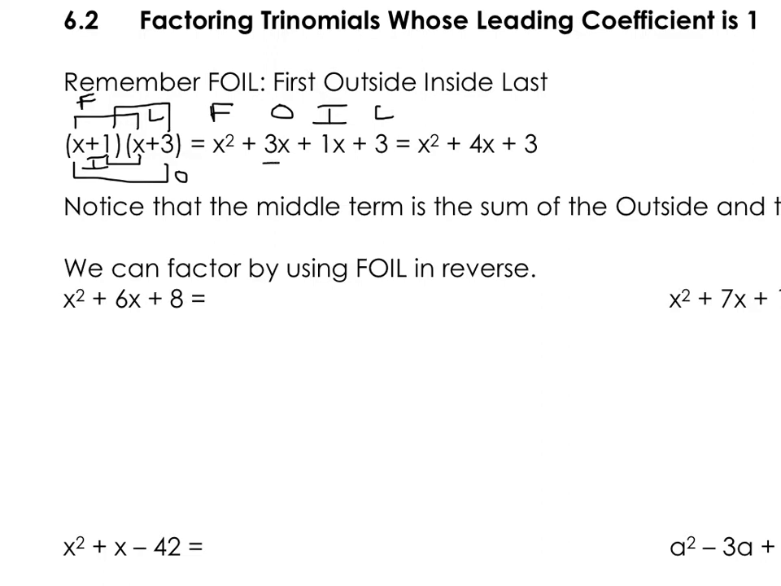FOIL. Notice that the outside and the inside are like terms. That happens a lot. And when you have like terms, you can simplify them by adding them together, and you get 4x. So x plus 1 times x plus 3 is x squared plus 4x plus 3.